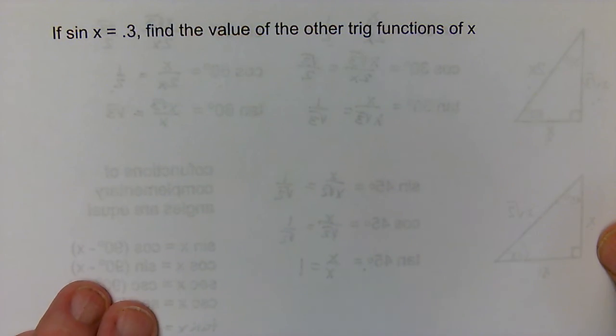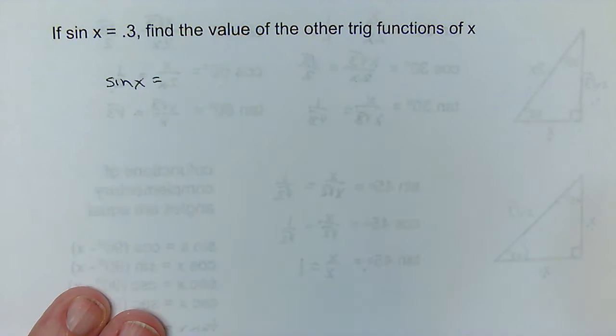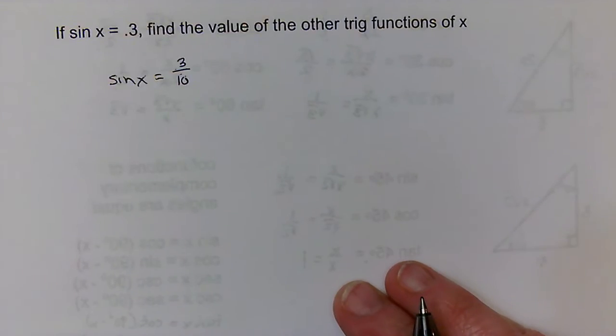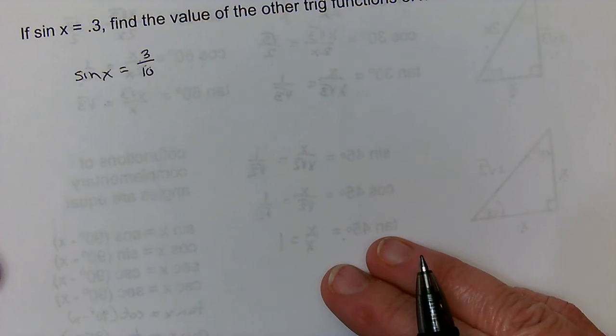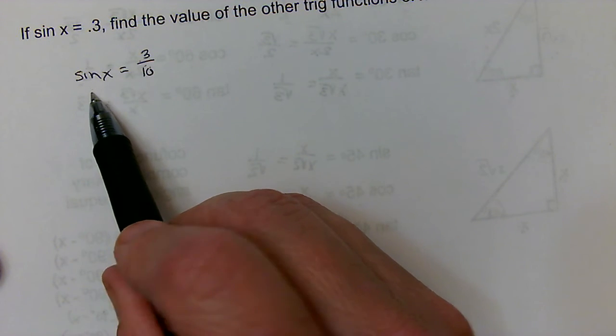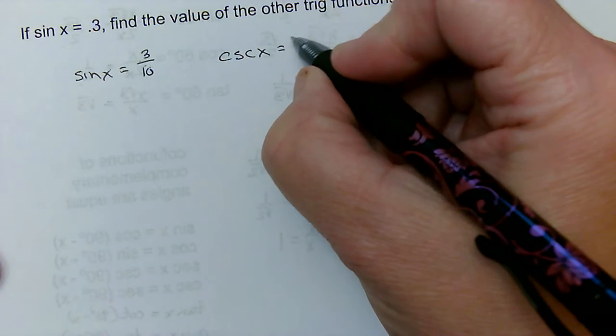So, if the sine of x is 0.3, well, the first thing I like to do is I like to think of the trig function as a fraction myself. 0.3 is 3/10. I want to find the other trig functions. Well, the easiest one to find would be the reciprocal. Sine's reciprocal is cosecant. So I just flip this over and I get 10/3.